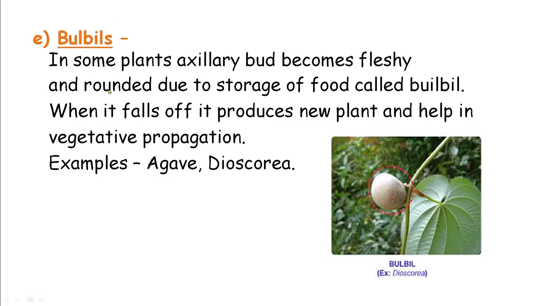Fifth type of the aerial modification is the bulbil. In some plants, the axillary bud becomes fleshy and gets a rounded structure for the storage of the food. When it falls off, it produces a new plant and helps in the vegetative propagation. Examples of the plants showing the bulbils are the agave and the Dioscorea.